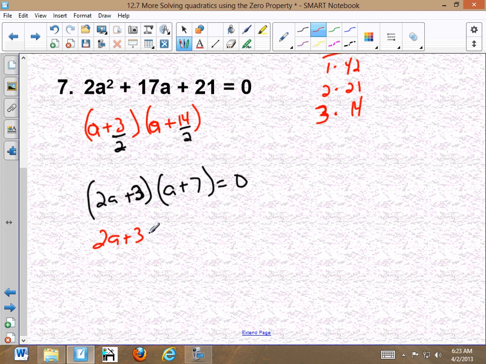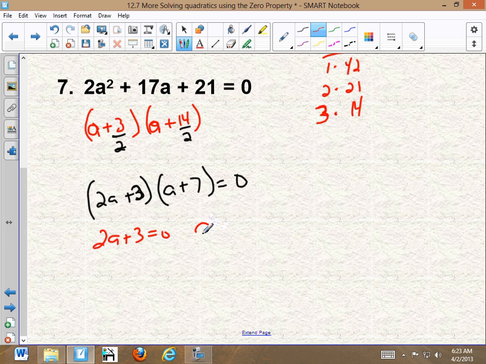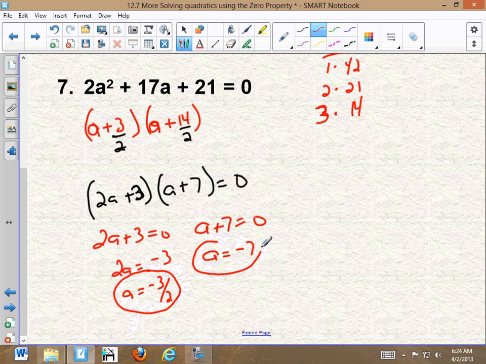2A plus 3 equals 0. A plus 7 equals 0. So over here, A equals -7. 2A equals -3. A equals -3 over 2. Okay, those are your two answers. That is completed. Every single step has to be done.